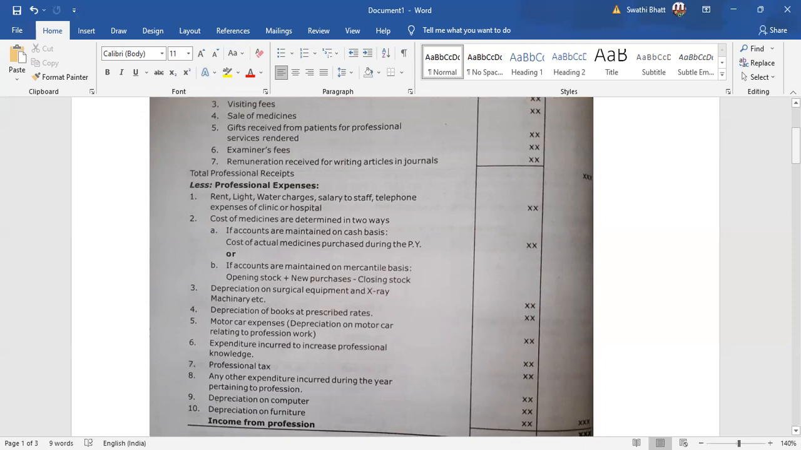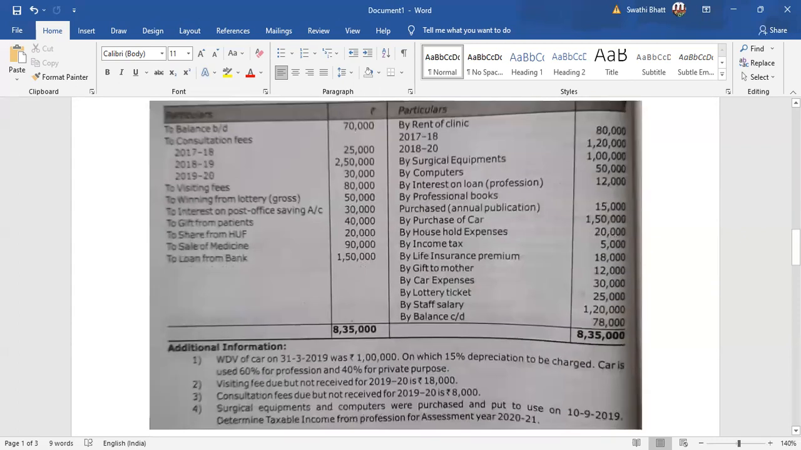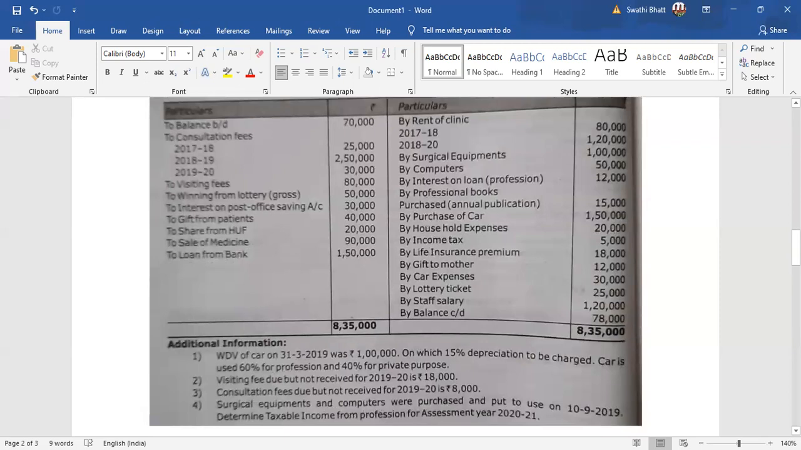So this is pretty much the format. This is how you're supposed to calculate the income from profession. First, you take all the receipts which are related to the profession. From the receipts, you will be deducting all of the expenses which are only connected to his profession. What you get is income from profession. So we'll quickly solve a problem. This is a problem which was asked in one of your previous year question papers. This problem was asked in the May 2017 question paper. So we will find the solution for the same.